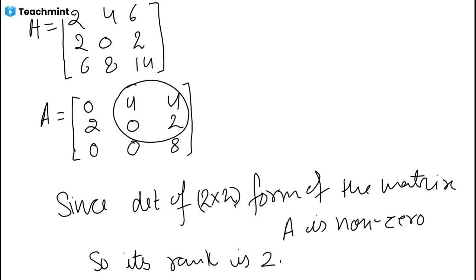If you don't have any 2 by 2 matrix in this whose determinant is non-zero, then obviously you will have rank only 1. Are you getting this point? If you don't have any 2 by 2 matrix with a non-zero determinant, then we'll take rank as 1. Here we have one that has a non-zero determinant, so we can conclude that its rank is 2. Got it? Yes, ma'am.